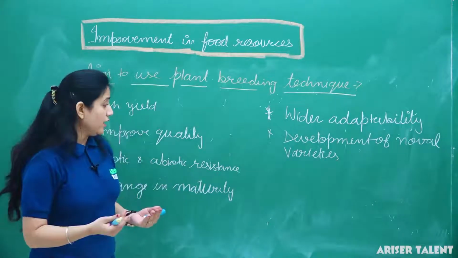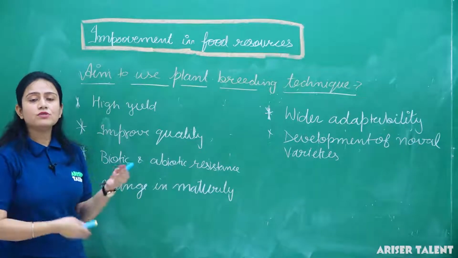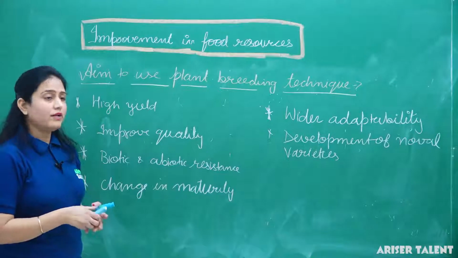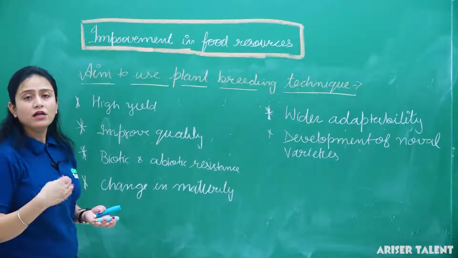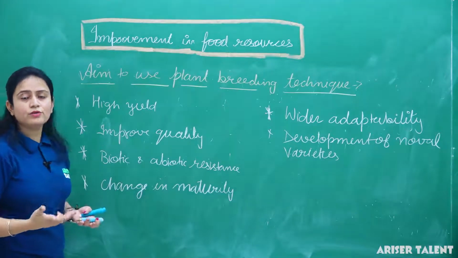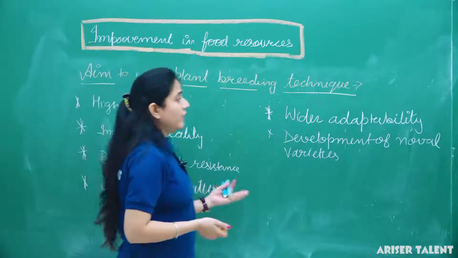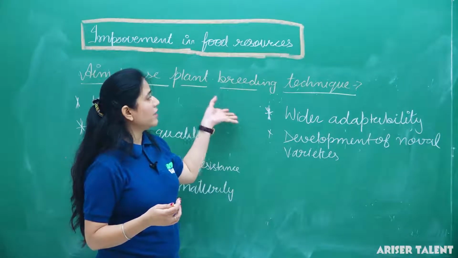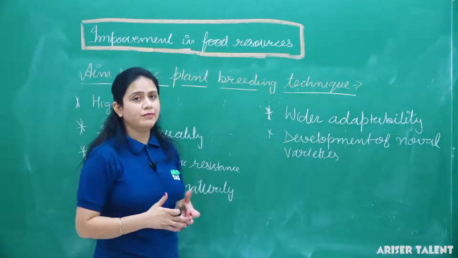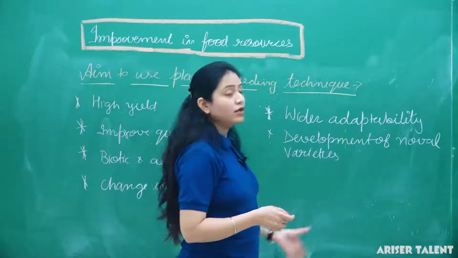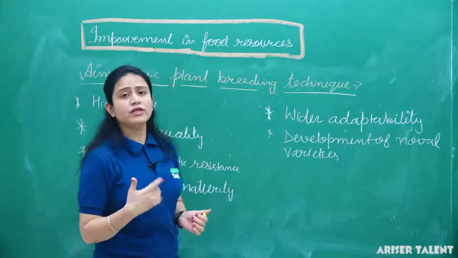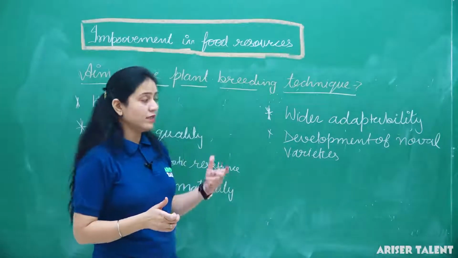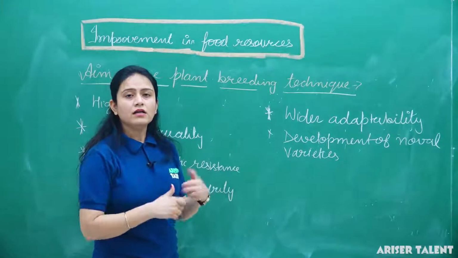Change in maturity, if a crop is naturally taking 4 to 5 months to grow, okay, by using the plant breeding technique we can reduce the maturity time. So the crop, if it is taking 4 to 5 months to grow, then we can reduce the time and convert it into 3 to 3.5 months, means it can grow in 3 to 3.5 months. Wider adaptability means the crop which we are growing by using the plant breeding technique can grow in different climatic conditions. And then development of novel varieties, if we grow different crops of novel varieties like seedless tomatoes, seedless oranges, then it will attract the consumers, okay.